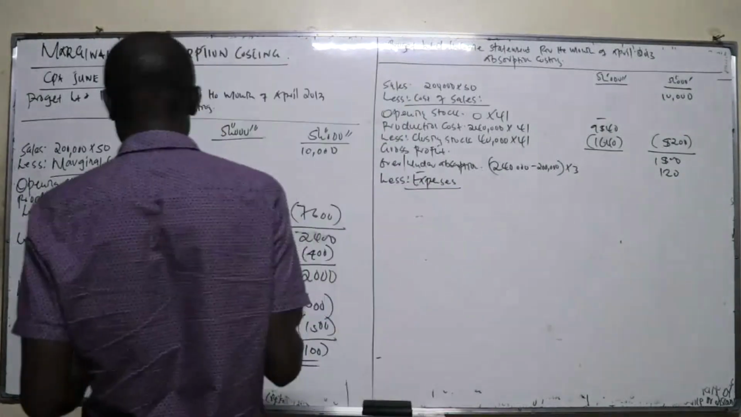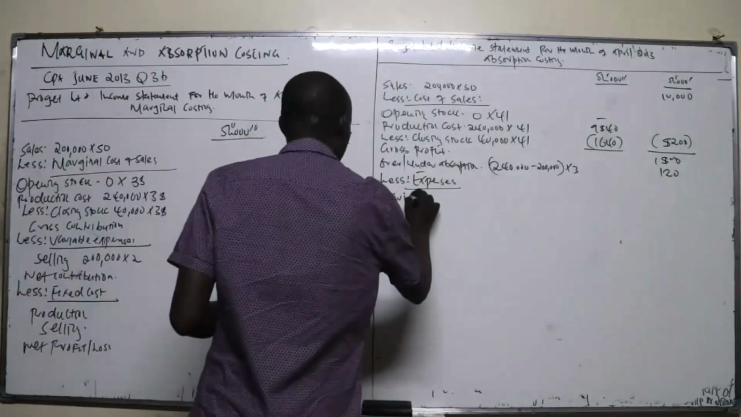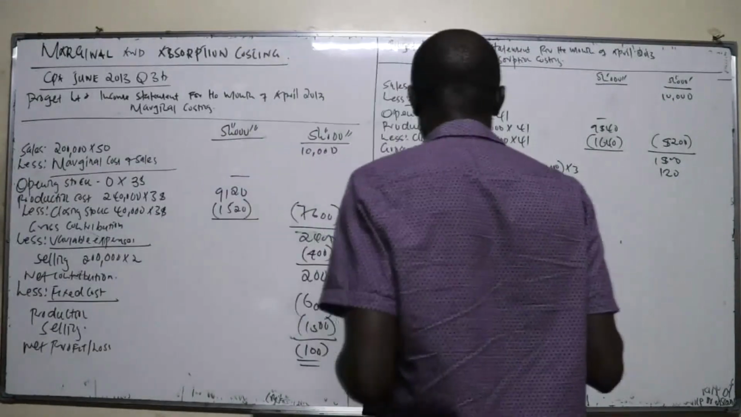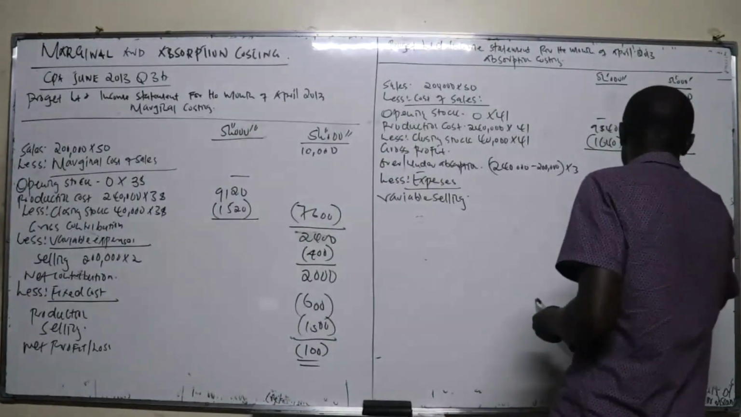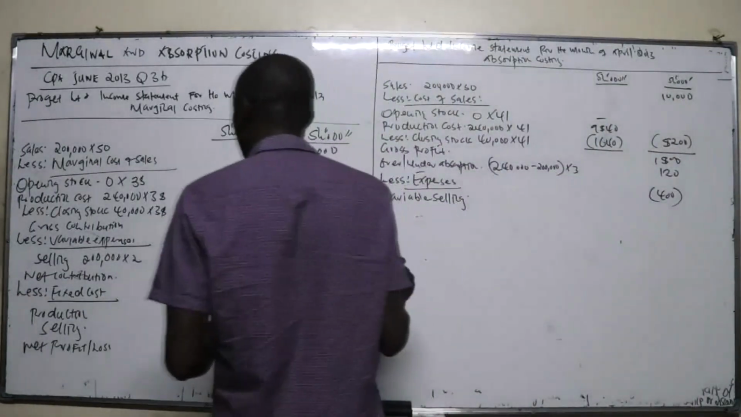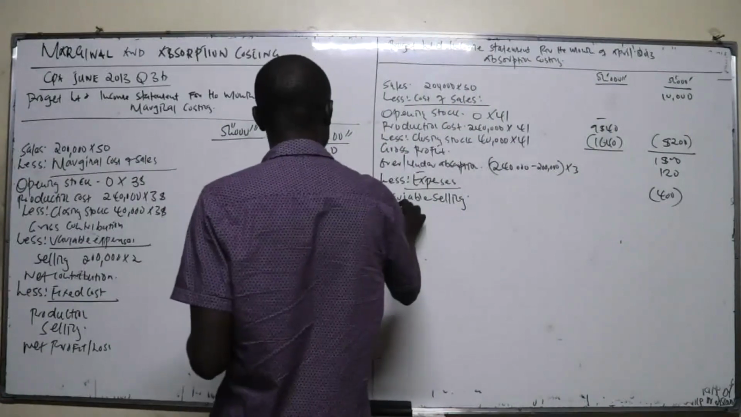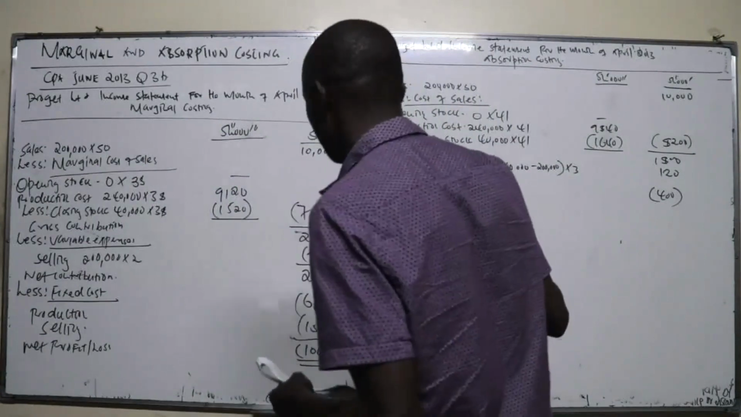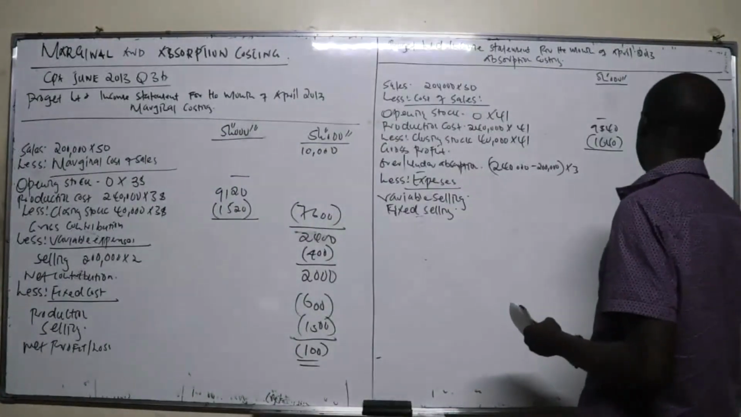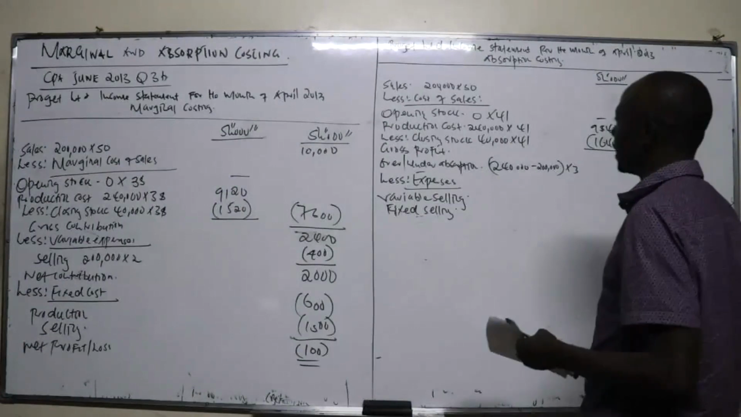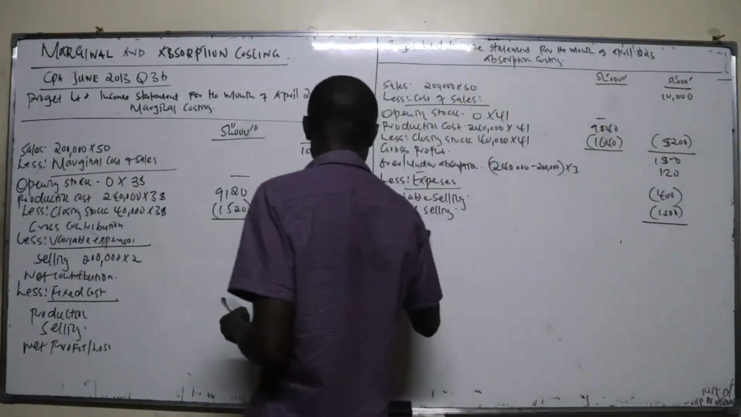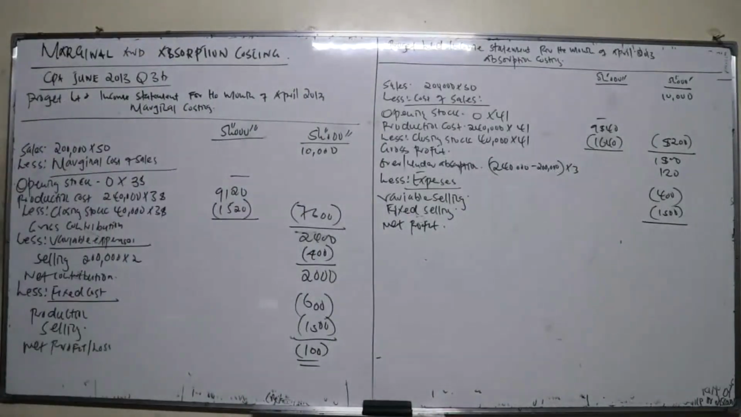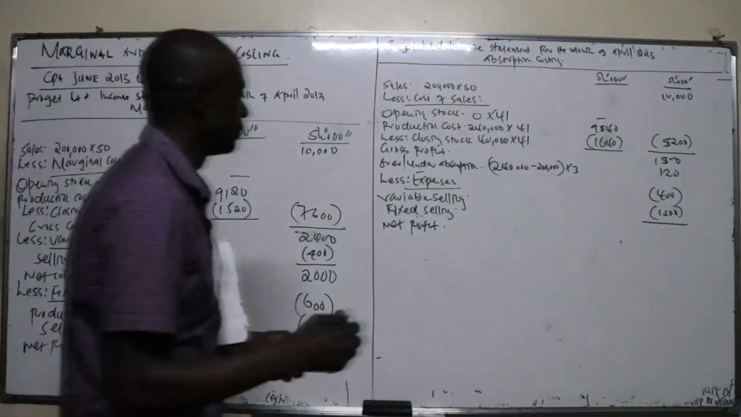So we have variable selling, which is 400. So you less 400 here. And then we have fixed selling. Fixed selling is how much? 1,500. So those are the only expenses. Then you get the net profit here. What will be the net profit? 20.